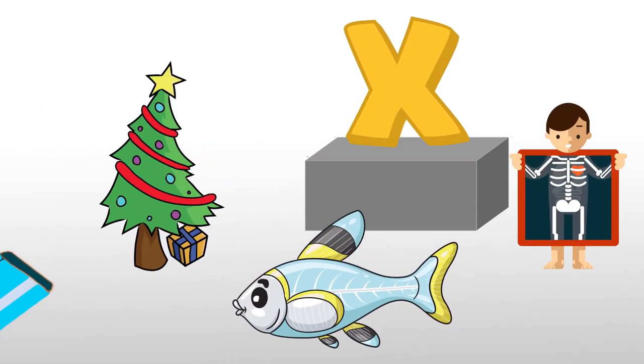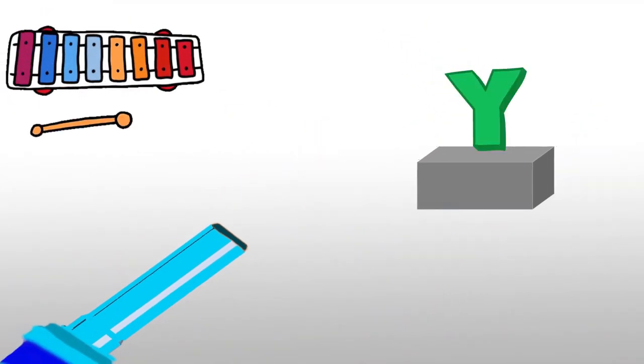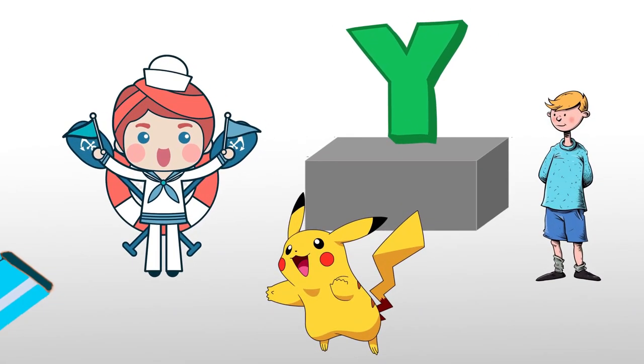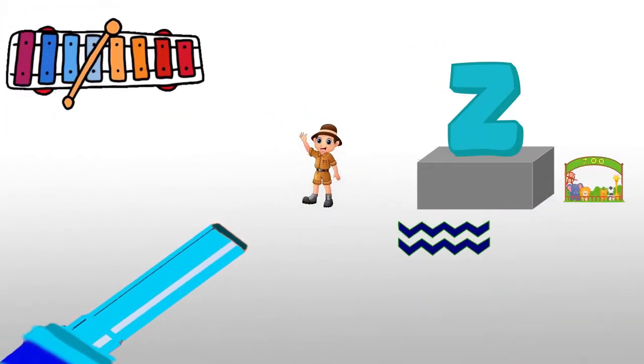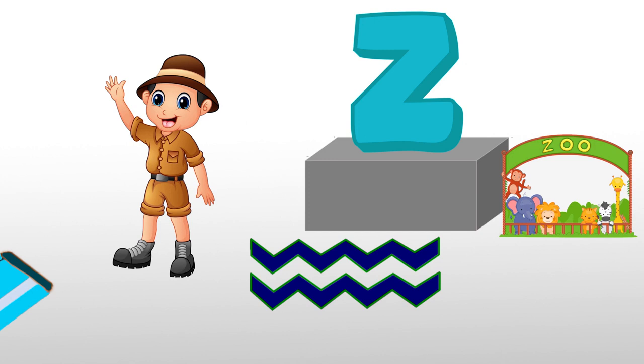X. X for Xmas. X for extra fish. X for X-ray. Y for yachtman. Y for yellow. Y for youngster. Z for zookeeper. Z for zigzag. Z for zoo.